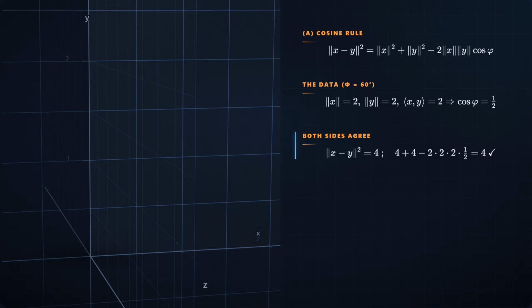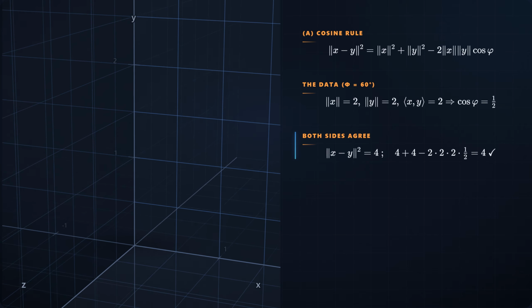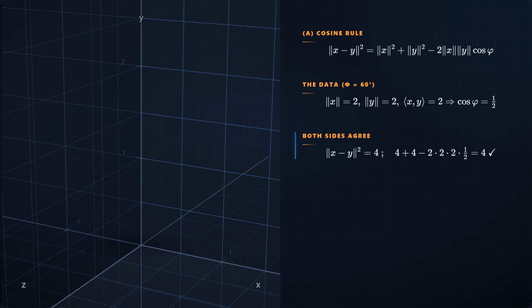Check both sides. The difference x minus y is 1 minus root 3 with squared length 4. And the formula gives 4 plus 4 minus 2 times 2 times 2 times 1/2. That's 8 minus 4, 4. They agree.